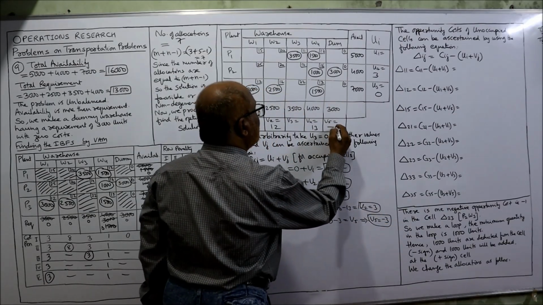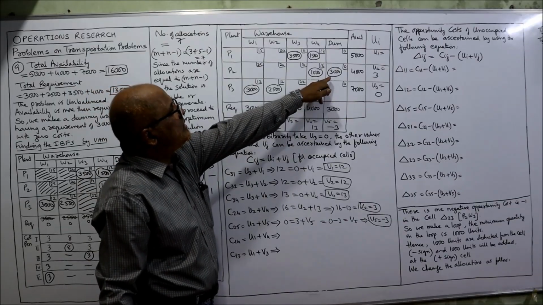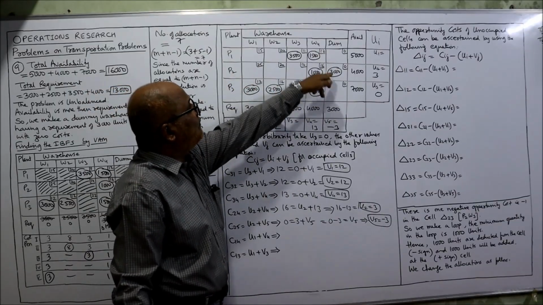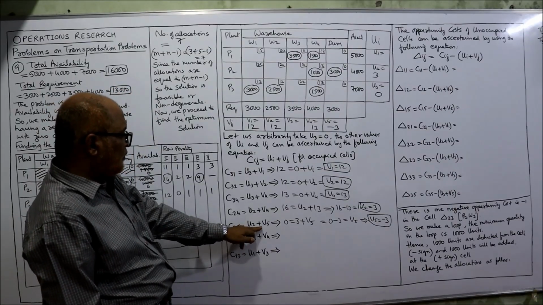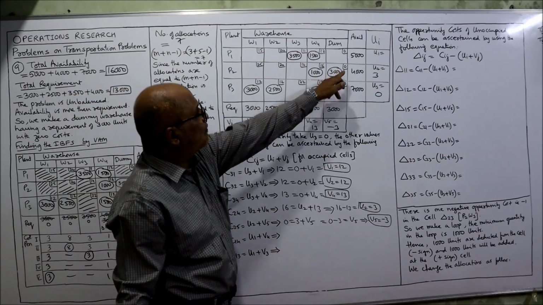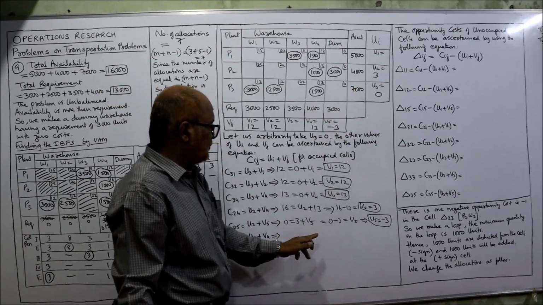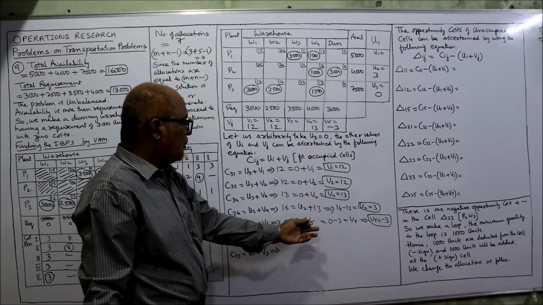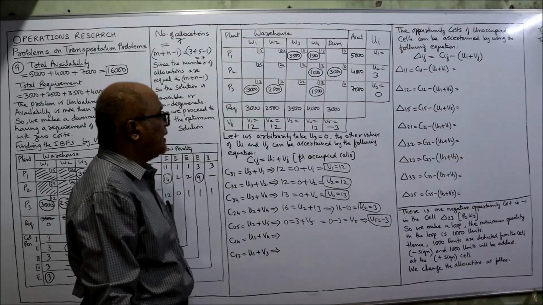So we got V5 is equal to minus 3. Again I repeat, I am making use of this cell. So second row, fifth column, C25. C25 is equal to U2 plus V5. C25 is 0, right? 0 is equal to U2, and U2 we already got as 3, plus V5. Bring the 3 to the left hand side. 0 minus 3 is equal to V5. V5 is equal to minus 3.